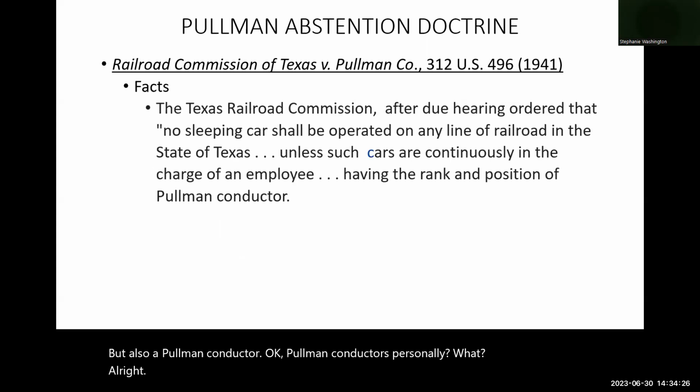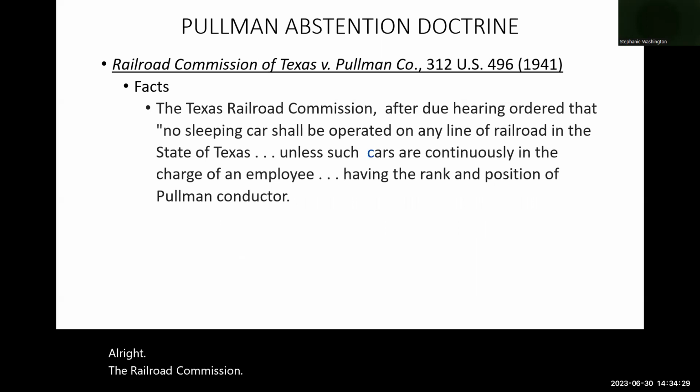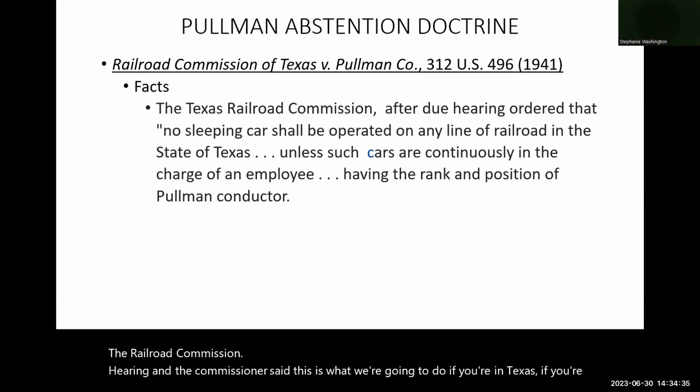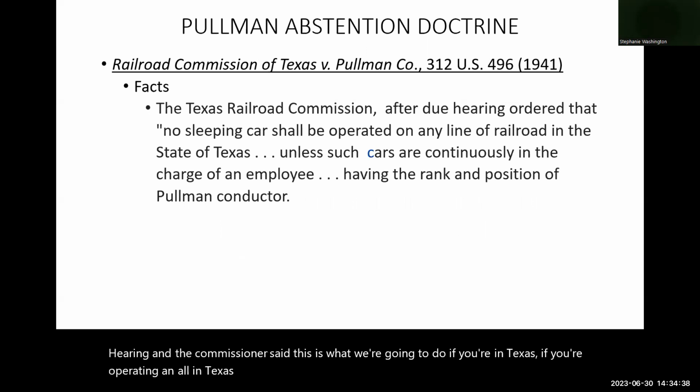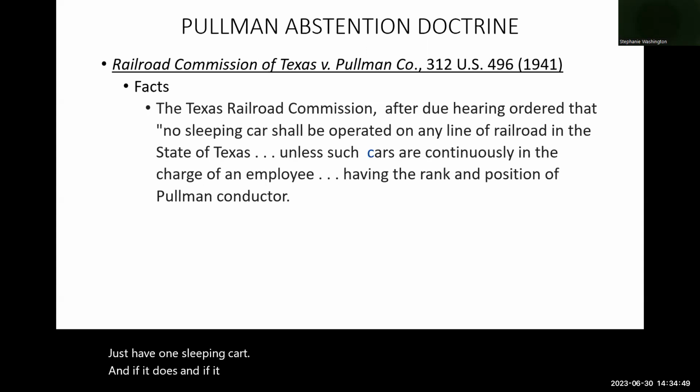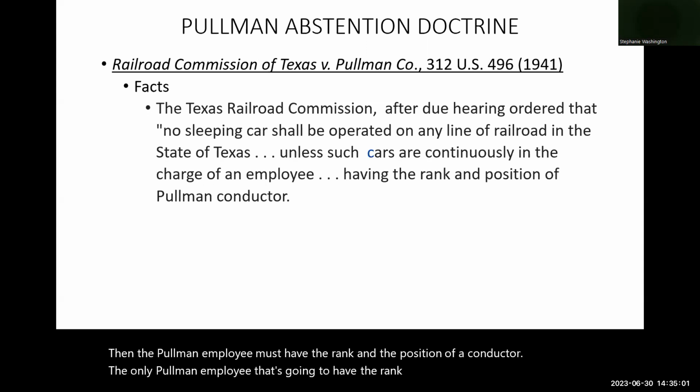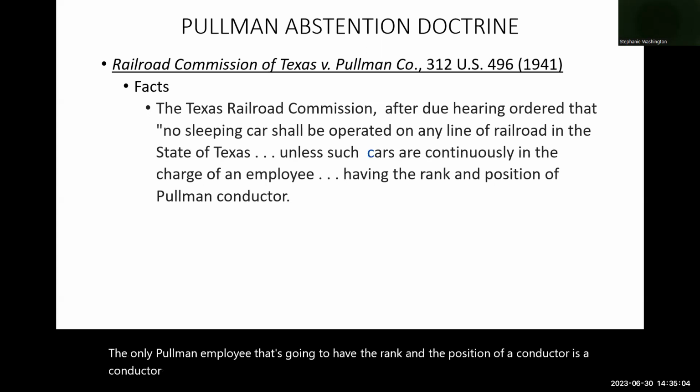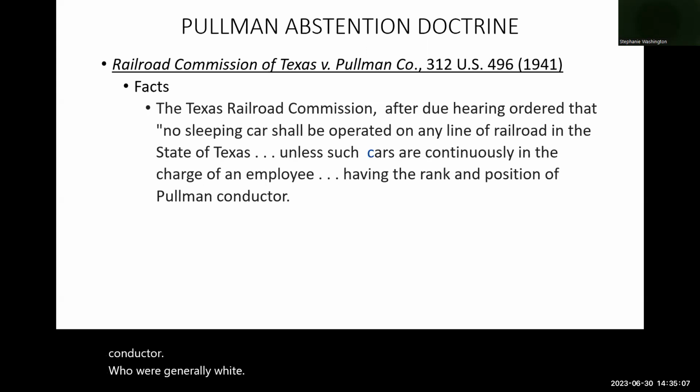The Railroad Commission had a hearing, and the commissioner said, this is what we're going to do. If you're operating at all in Texas, your train that's coming through Texas cannot just have one sleeping cart. And if it does, then the Pullman employee must have the rank and the position of a conductor. Well, the only Pullman employee that's going to have the rank and the position of a conductor is a conductor, who are generally white. See the problem?